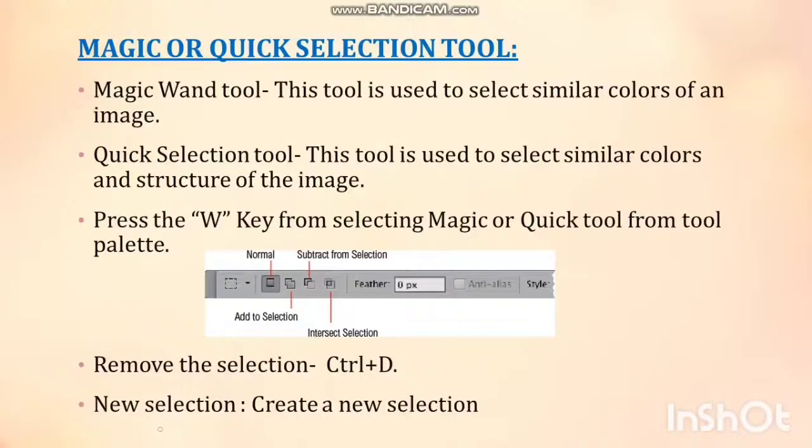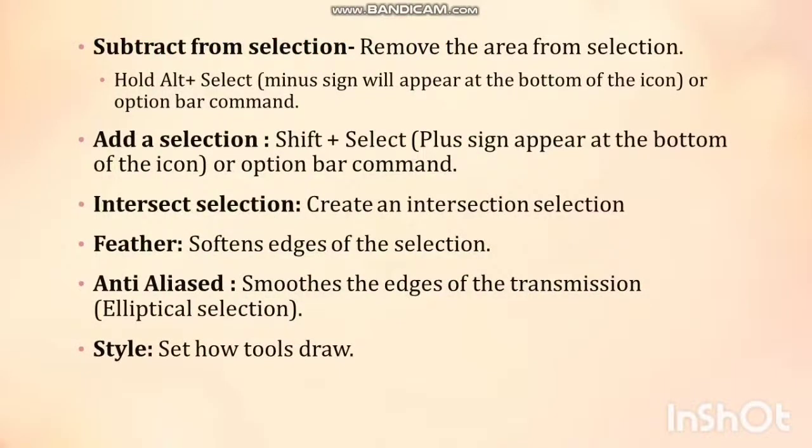Next is the magic wand and quick selection. I have explained practically everything. I just want to tell you the shortcut key for the magic wand tool. W is the shortcut key for selecting the magic wand or quick selection tool. And if you have selected a particular area and want to deselect it, you can use Control plus D. So subtract the selection, the same options as I said. Every selection tool has those 4 options on top, which I already showed you: the new selection, add selection, subtract selection, and intersect selection. These are the 4 options which are available.